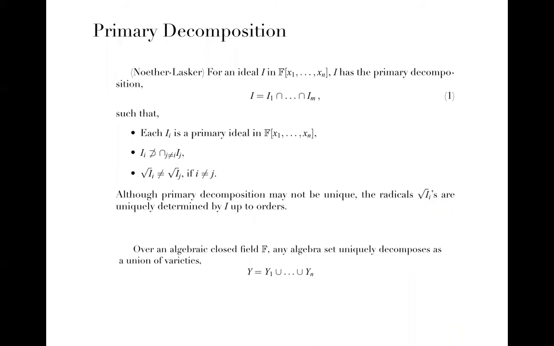So for any ideal in a polynomial ring that has a primary decomposition, that means I can be decomposed as the intersection of several primary ideals. There are some details here that you can read by yourself. The basic thing is this kind of primary decomposition is not unique. You could get different primary decompositions, but if you take the radical of this kind of primary ideal, you get a prime ideal. These radicals, the prime ideals, they are unique.